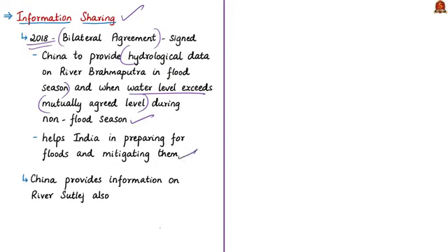Note that river Sutlej also originates in the Kailash ranges in the Himalayas in the Tibet region in China. The news reports say that India also pays an annual amount of rupees 1 crore to China for providing data on these two important rivers.